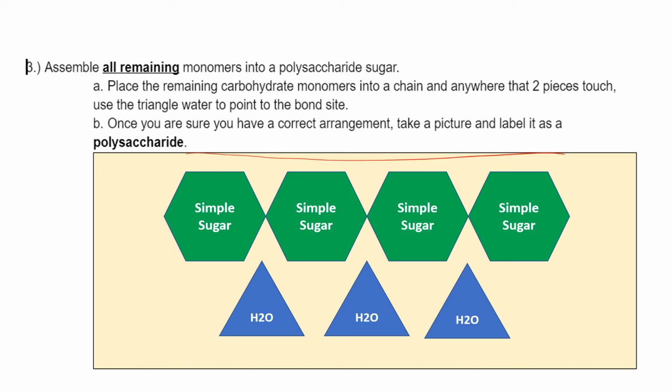And again, remember I gave you this formula. If you add up all the monomers, 1, 2, 3, and 4, if you take the total and minus 1, that should equal your number of water molecules. Okay.